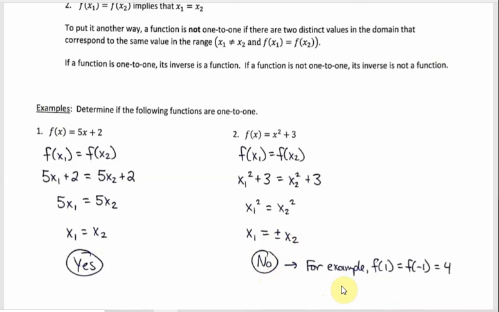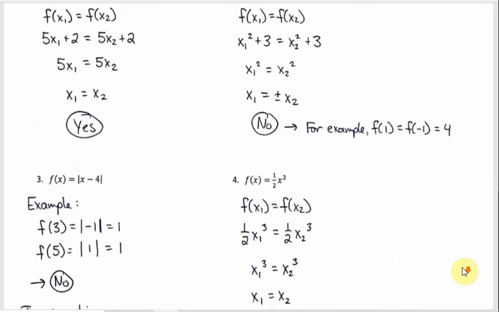If you want to do it with a counterexample, you could say, f of 1 and f of negative 1 here are both going to be 4. And there's a counterexample. You have two x values that are mapped to the same y value. So that's not a one-to-one function. That's another way to end up with that conclusion.